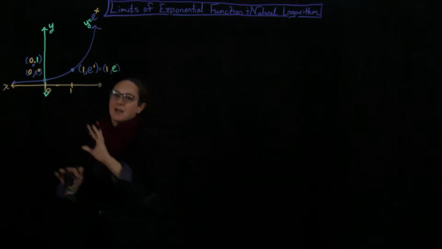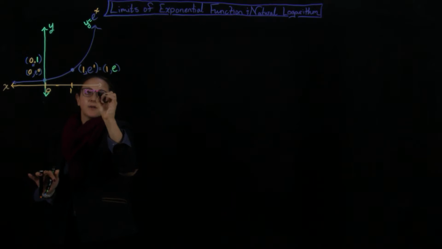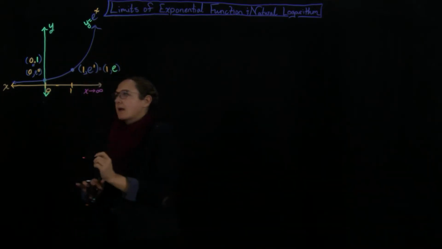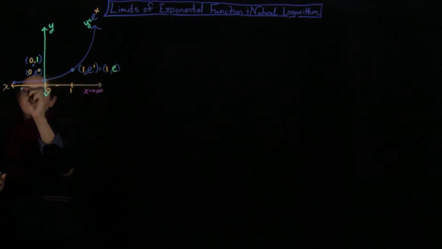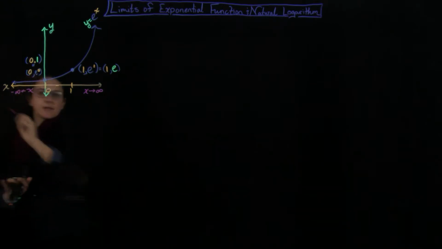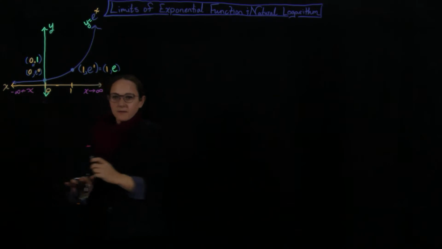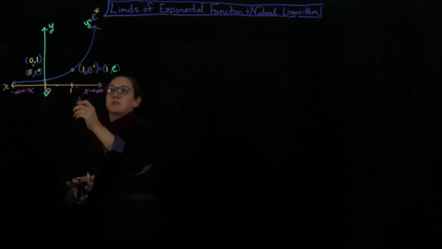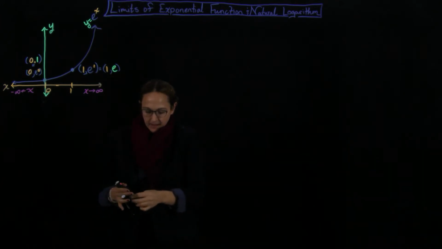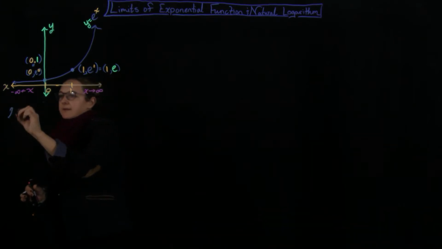The other thing is that if I'm looking at x goes to infinity, I'm looking at what happens as my x values go to the right on the graph. And then if I'm looking at x goes to negative infinity, I'm looking at what happens as my x values go in that direction. You can see it looks like here it's going to be approaching 0. It looks like here it's going to be approaching infinity. It's going infinitely high.